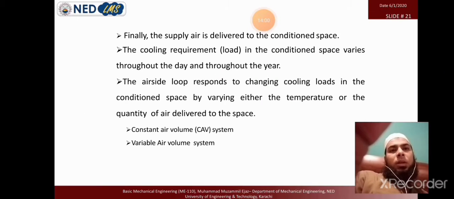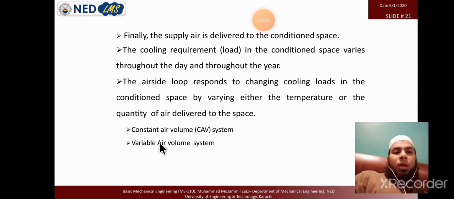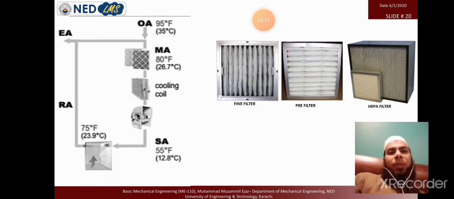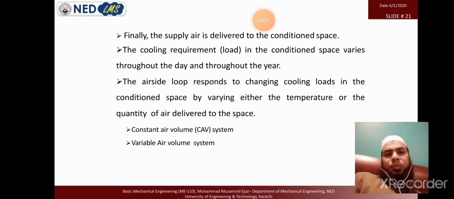Okay, now for the air side we have two kinds of controlling system. If we maintain the room temperature around 23 degrees centigrade, then we can have two kinds of control loops. One is the constant air volume system, and another one is the variable air volume system.